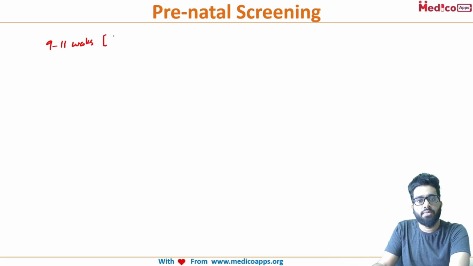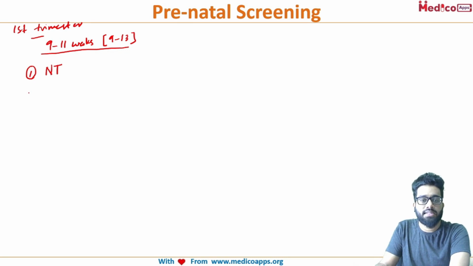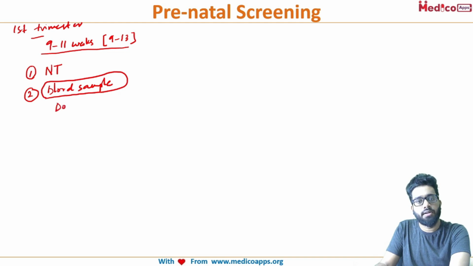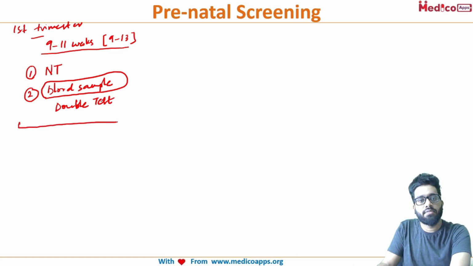Or sometimes 9 to 13 weeks. So this is at the end of the first trimester. At this period, the first test you get done is an antenatal ultrasound to look for nuchal translucency, called NT. The second thing you do is get a blood sample from the mother and do a test called the double test. We'll look into what exactly the double test is. So these are the tests you get done in the first trimester.